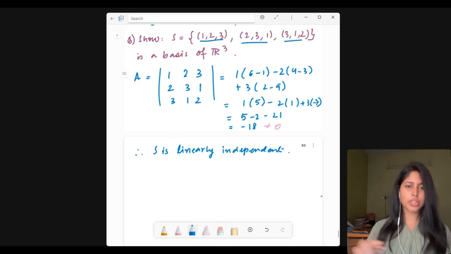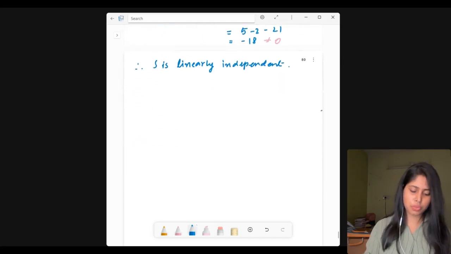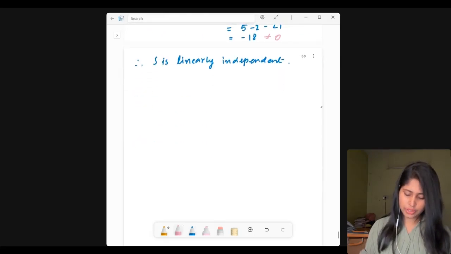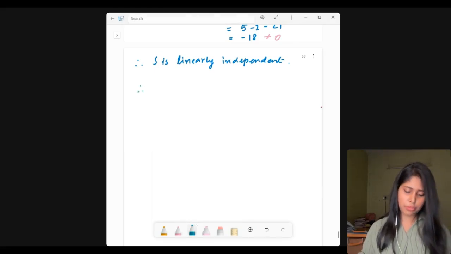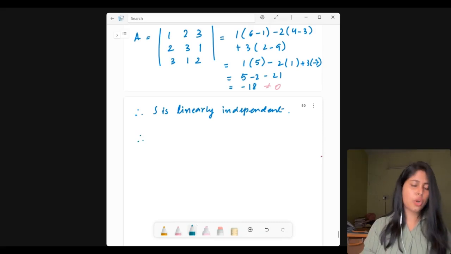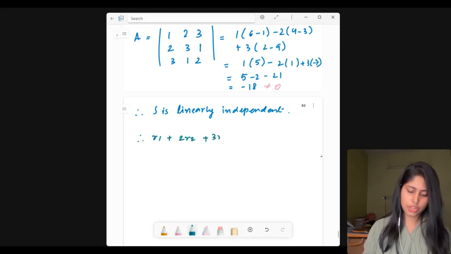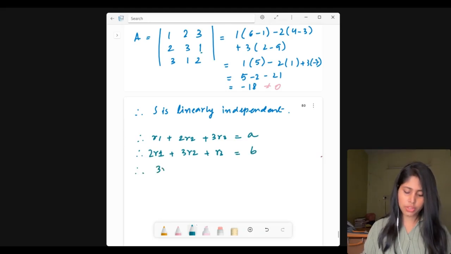So what is the next step? Next step is that we will form the three linear equations. So what are the linear equations we will get from here? Let me write that down. These are the coefficient matrix. So the equations are: r1 plus 2r2 plus 3r3 is equal to a, and the second equation is 2r1 plus 3r2 plus r3 is equal to b. And then the third equation is 3r1 plus r2 plus 2r3 is equal to c.